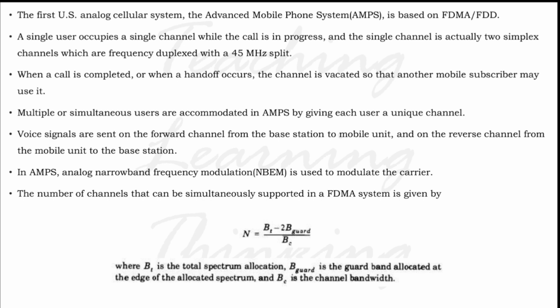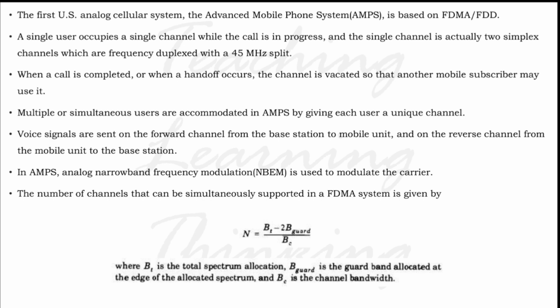The number of channels that can be simultaneously supported in an FDMA system is given by N equals (BT minus 2 B guard) divided by BC, where BT is the total spectrum allocation, B guard is the guard band allocated at the edge of the allocated spectrum, and BC is the channel bandwidth. You can also ignore this part, but you can use it, because the AMPS system uses FDMA.